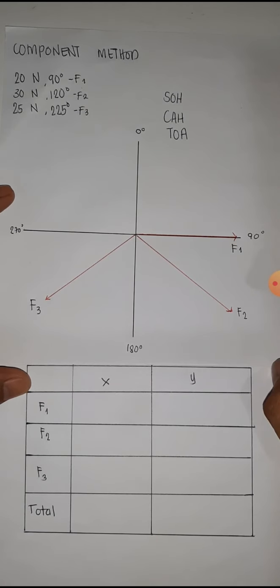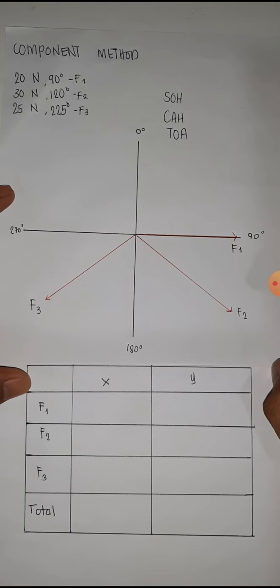So for this one, you have your F1 on the x-axis, meaning all of the magnitude of your vector is on the x-axis. So your x component is 20 Newton. Nothing is left for your y-axis because all of the components of your first vector lie on the x-axis. Since nothing is left, the y component for this one is 0.